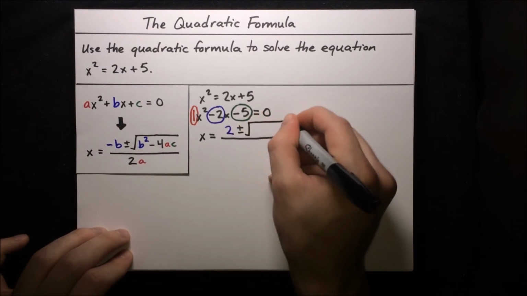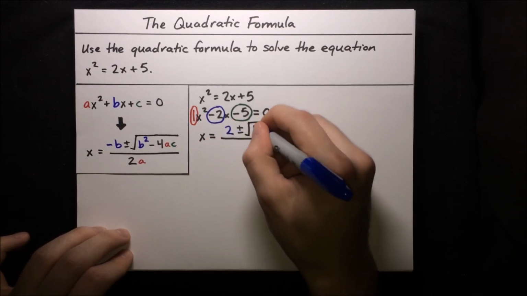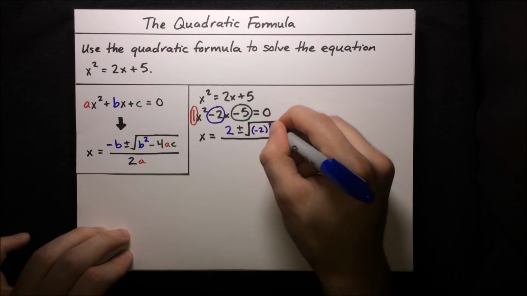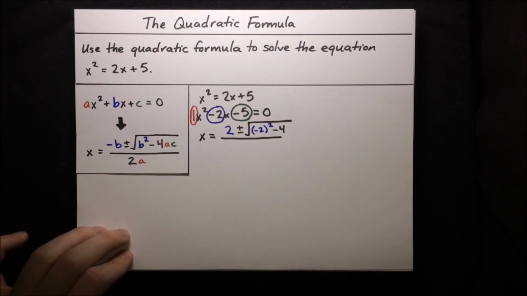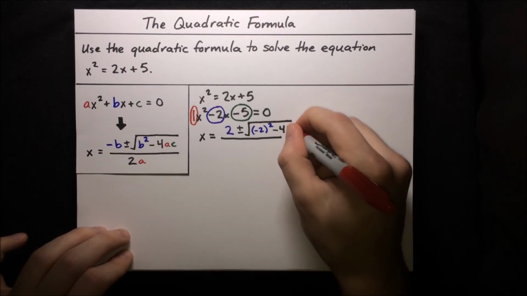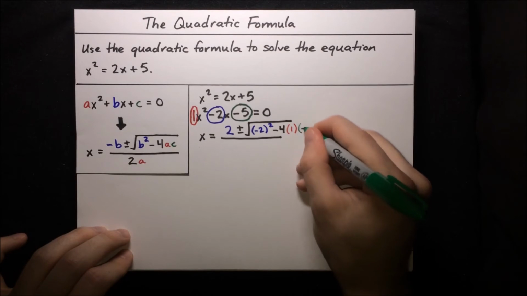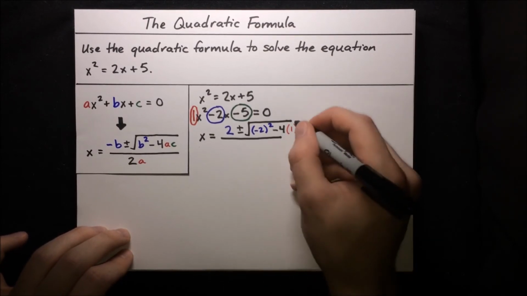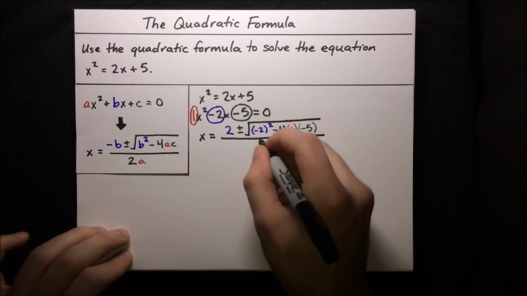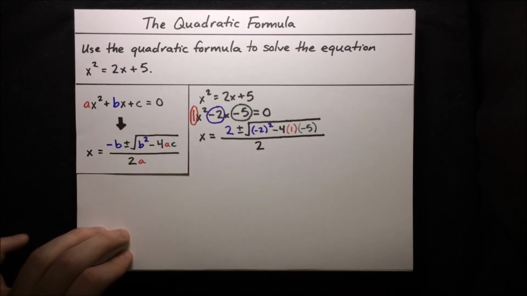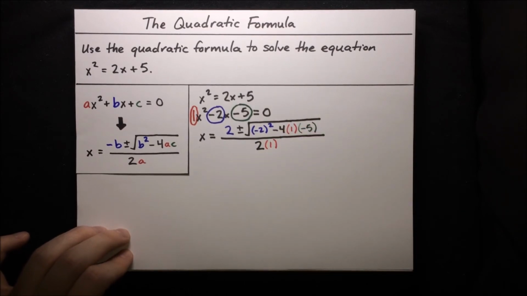We've got a square root. Inside of that square root is b squared, so let's write that. That's -2 squared, and then minus 4ac, so minus 4 times a is 1, and then times c is -5. Go ahead and clean up that fraction, and on the bottom we have 2a, so 2 times a, which is 1. And now it's just a matter of computing this thing.